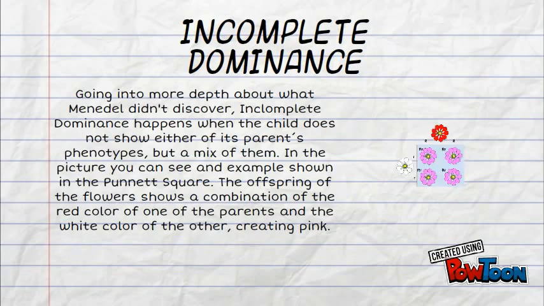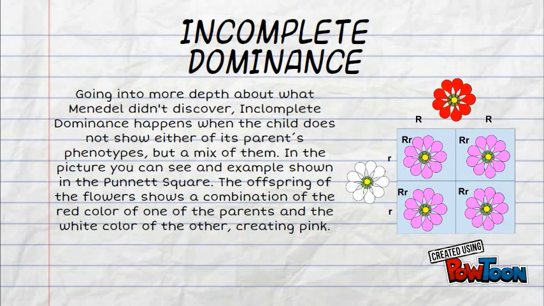Incomplete dominance. Going into more depth about what Mendel didn't discover, incomplete dominance happens when the child does not show either of its parents' phenotypes but a mix of them. In the picture you can see an example shown in the Punnett square. The offspring of the flowers shows a combination of the red color of one of the parents and the white color of the other, creating pink.